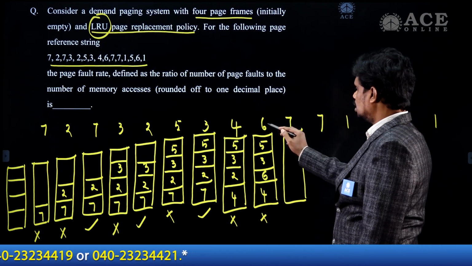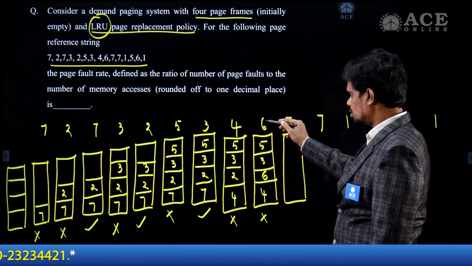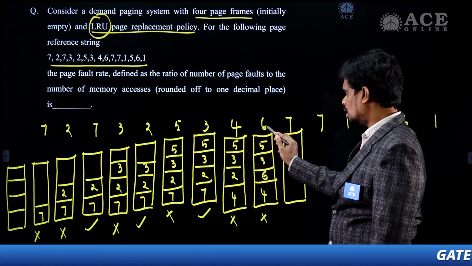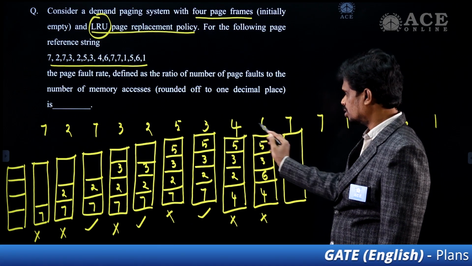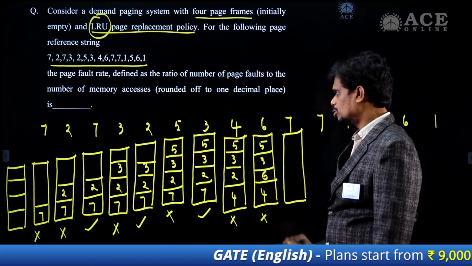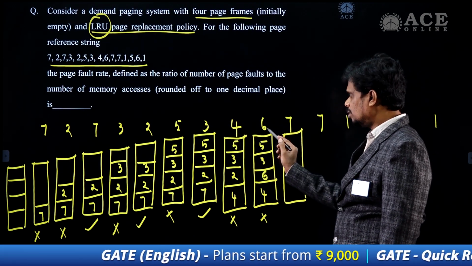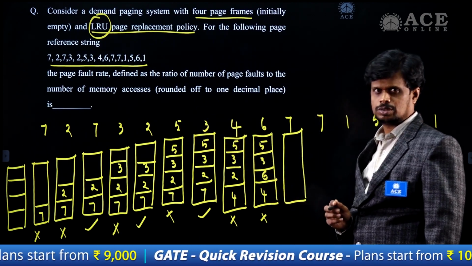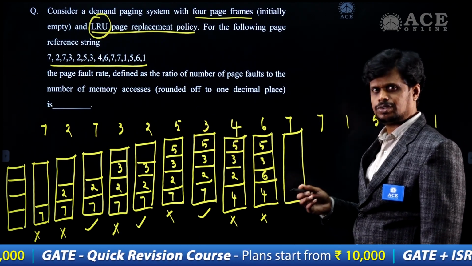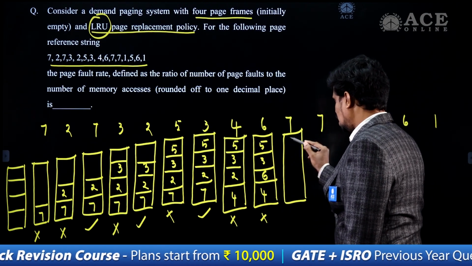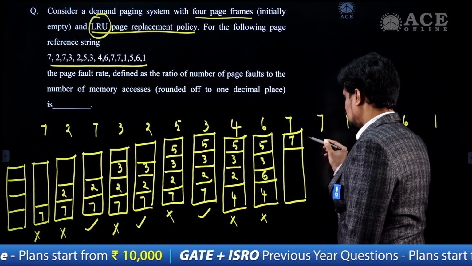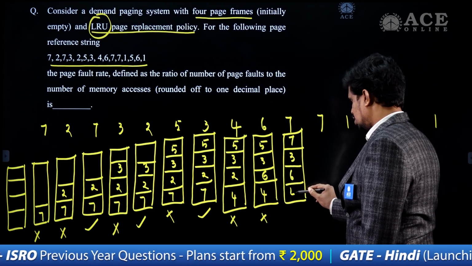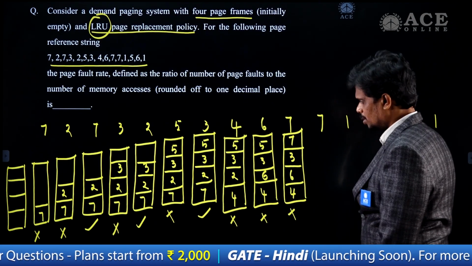Have a look. 6 is the most recently used. After 6, 4 is the next most recently used. After 6 and 4, 3 is the next most recently used. Comparatively, among 6, 4, 3, 5, page 5 is the least recently used. So 5 will be the victim for the replacement here. It means that this 5 can be replaced by 7 now. So then 7, 3, 6 and 4, this is also a page fault.